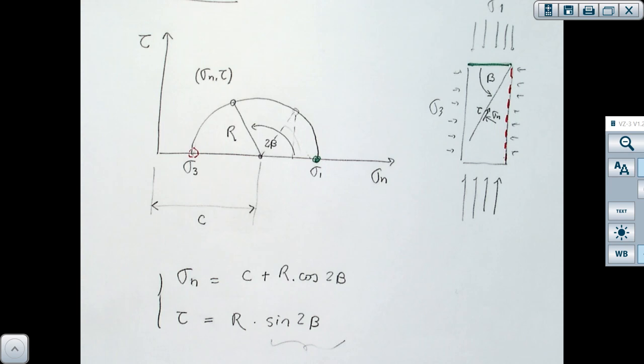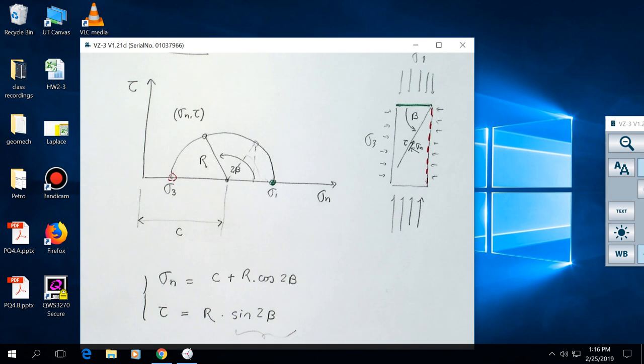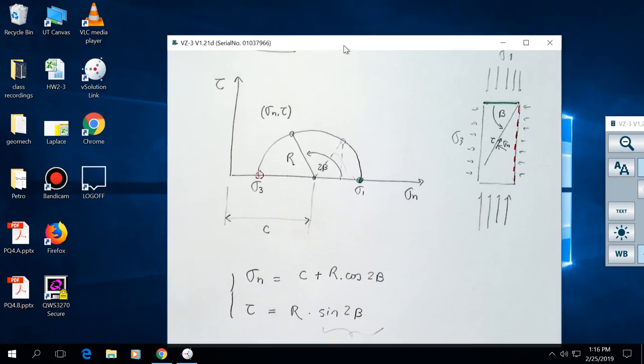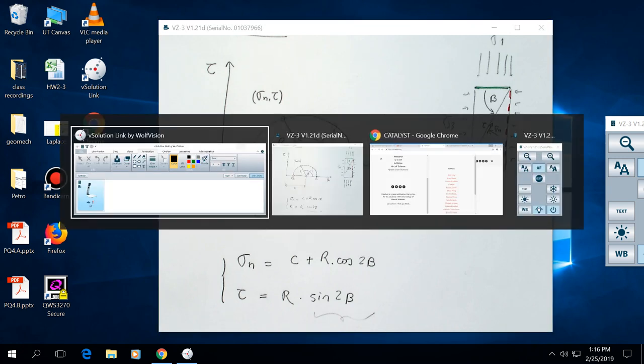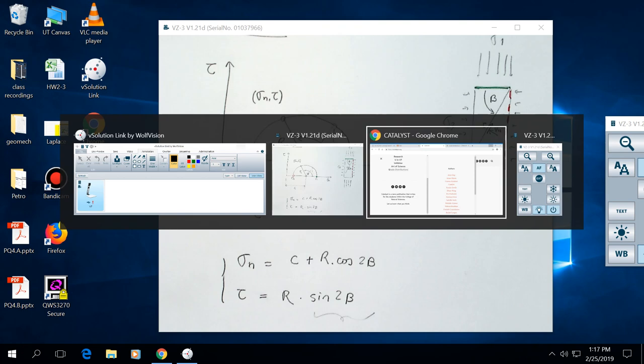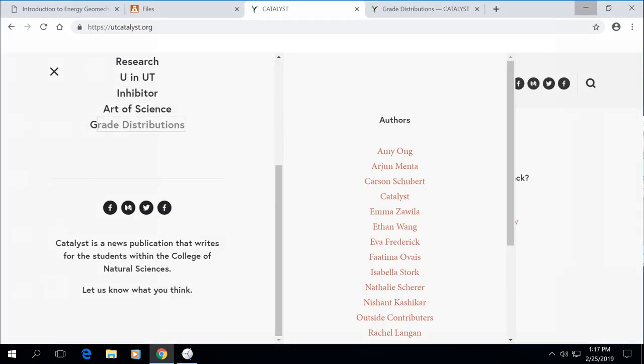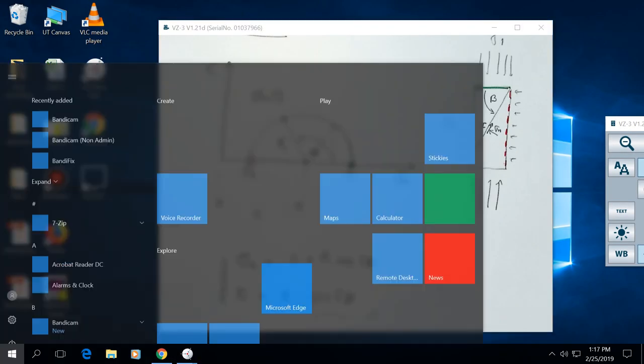Okay, so let's do that quickly. I hope the software is still working because I cannot see anymore. Let me open Excel and I'm gonna check.